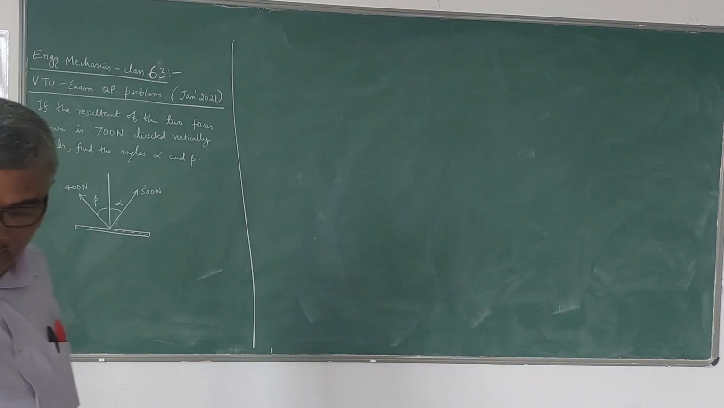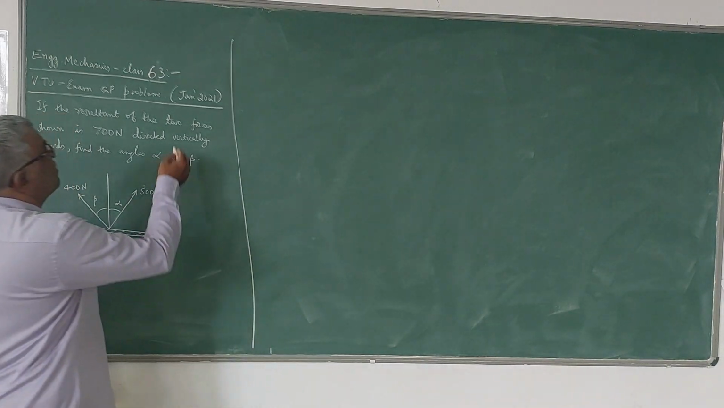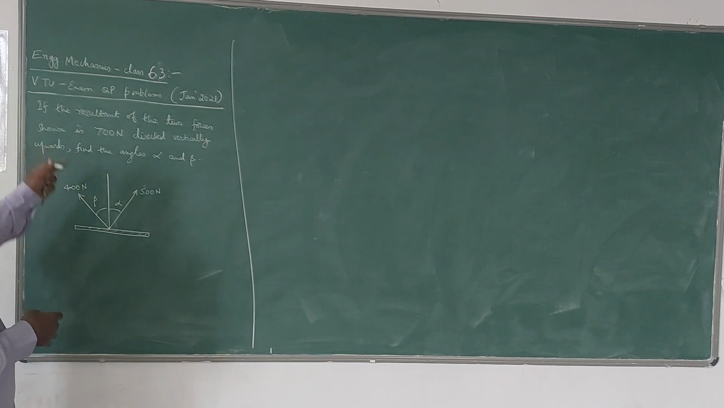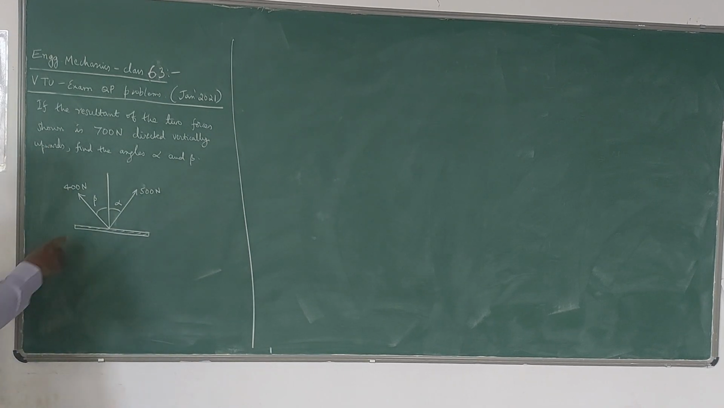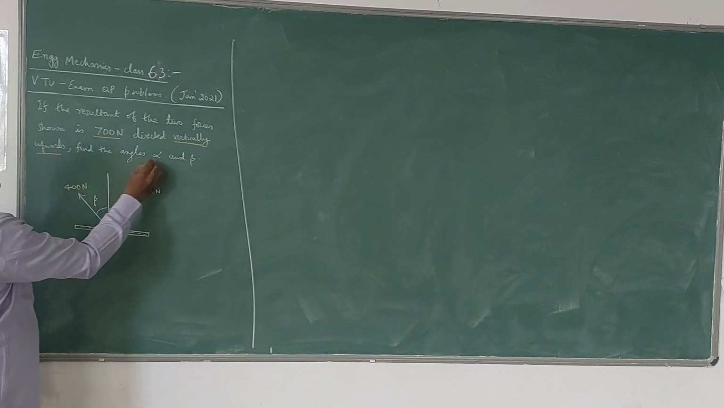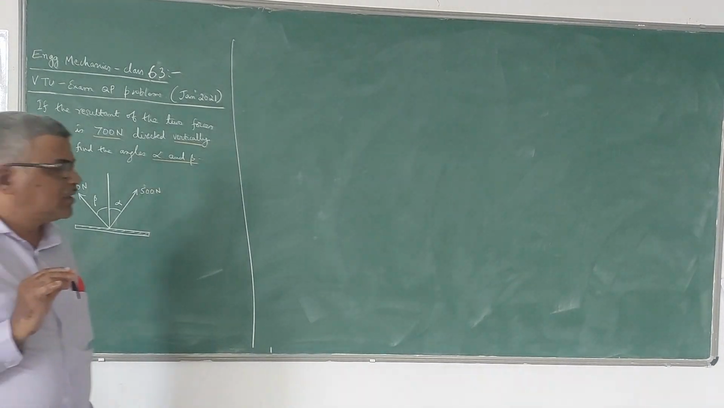Let us take an examination question paper problem, VTU exam paper problem, January 2021. If the resultant of the two forces shown in the figure is 700 Newton, directed vertically upwards, find the angles alpha and beta. So it looks like a simple problem.